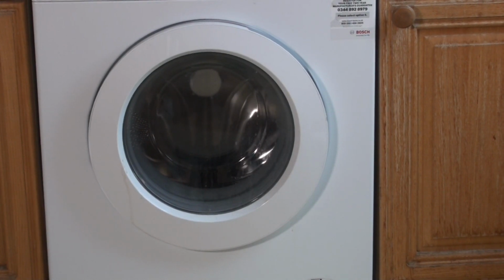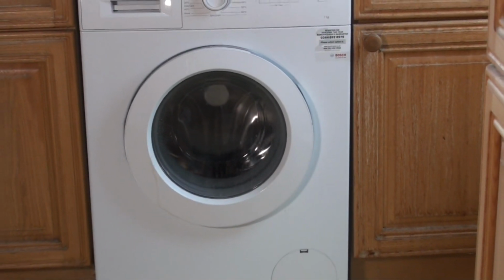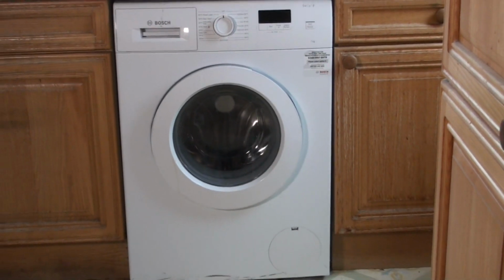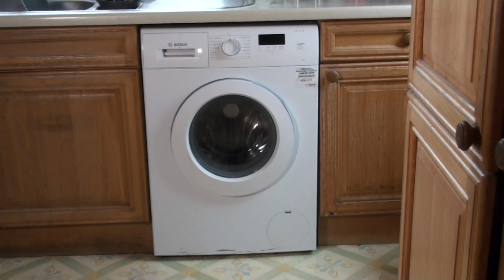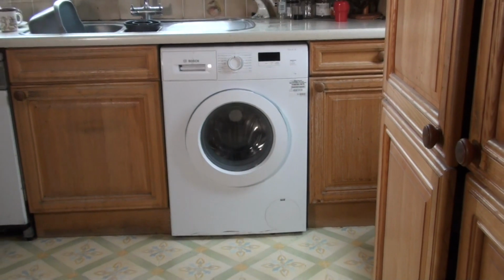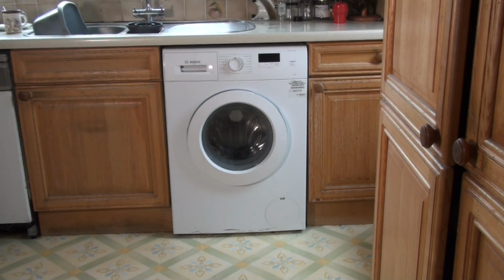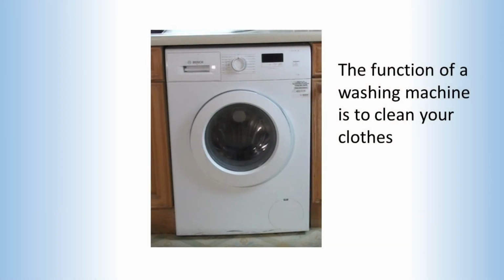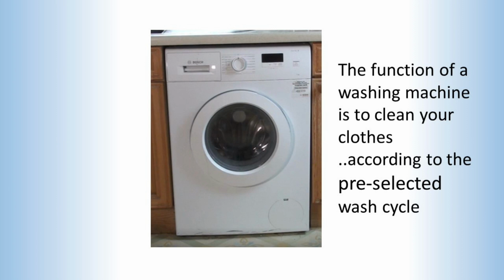It's the format of a verb. The function of the system is to do something. The function of a washing machine is to clean your clothes. If the system is to have more than one function, we might give them names to identify them, or we might group sub-functions under a common head, so that clean your clothes expands to according to the pre-selected wash cycle. Clean clothes then become the output of the system.